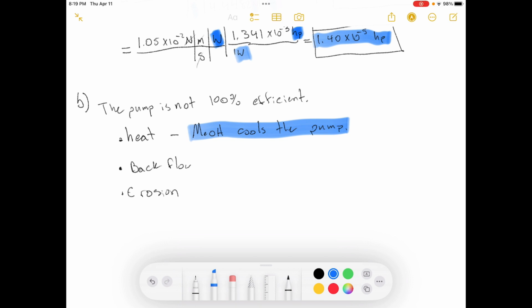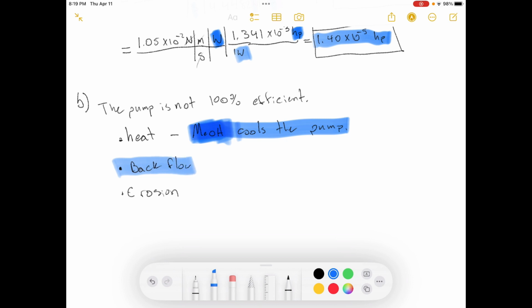So you don't have to have a separate coolant line, like how your computer has a fan that blows on the electronics to cool them down, or your air conditioning unit has a heat exchanger to pump the heat outside that you don't want. All of those things have coolants. The pump also needs a coolant, and usually it'll use the fluid that it's actually pumping to carry away some of the heat that it generates.